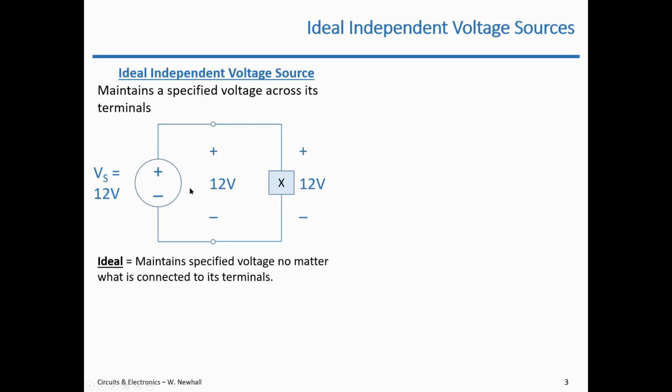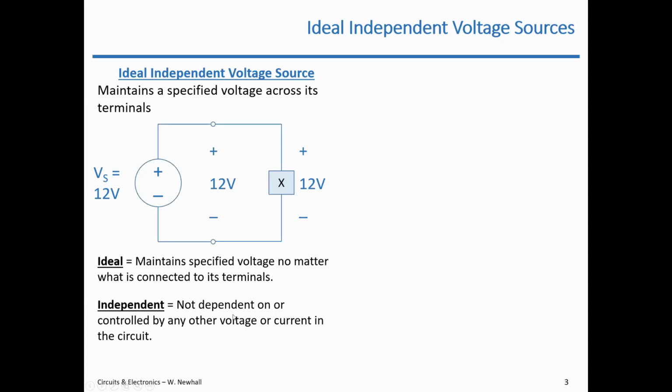Now, in reality, if this is a 12-volt car battery and you try to draw a megawatt from it, that's not going to work. So that's why this is ideal. It's not realistic yet. We'll make it realistic later by adding a resistor. But that's what ideal means. Independent means it's not dependent on any other voltage or current in the circuit. So this voltage source maintains 12 volts no matter what's going on elsewhere in the circuit.